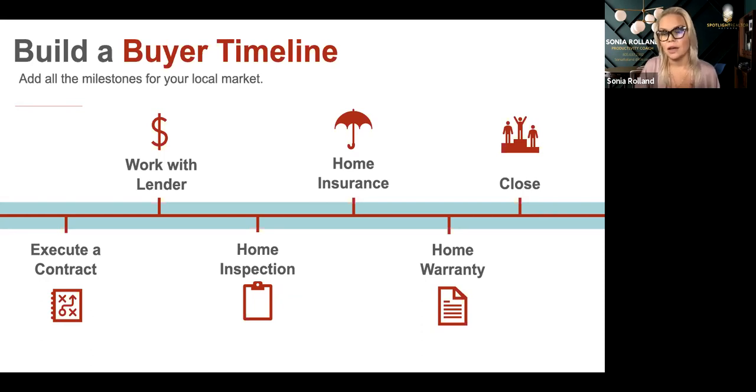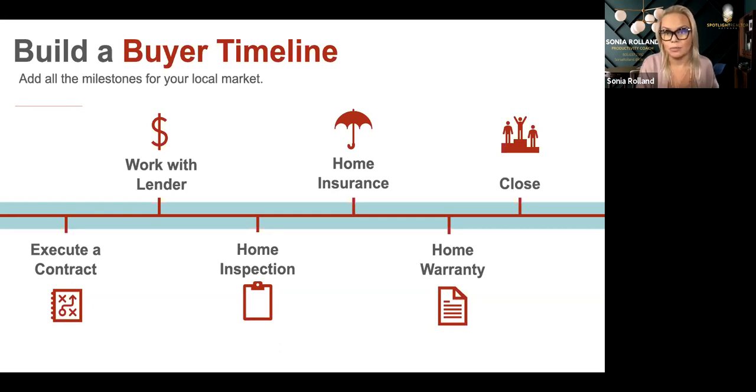I've won listings before over other more experienced agents, and I asked them, why did I get this listing instead of these people, if you don't mind me asking? They said, because you're the only one that told us what happens throughout the whole process. No one else gave them a big view. That doesn't mean you go into every detail. When you're working a buyer timeline, or a seller timeline for that matter, at the very least you always tell them what the next step is.